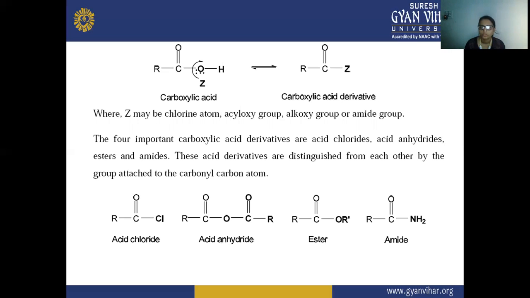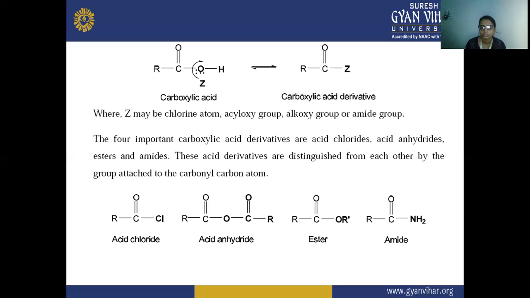The four important carboxylic acid derivatives are acid chloride, acid anhydride, esters, and amides. These acid derivatives are distinguished from each other by the group attached to the carbonyl carbon atom, that is, acid chloride, acid anhydride, esters, or amides.